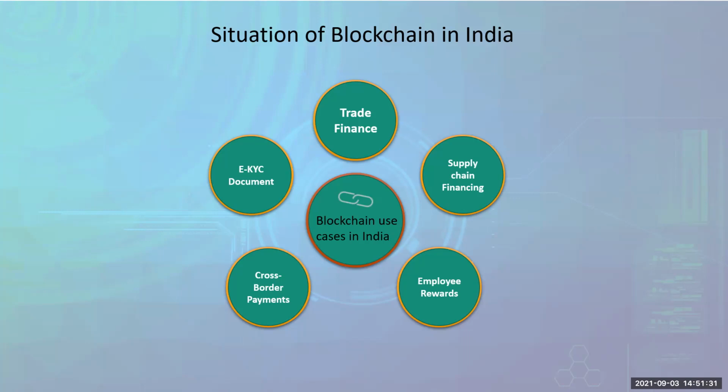Cross-border payments: companies like Stellar are using blockchain technology for international remittances in Europe, Asia, Africa, and South Asian countries. The benefits: number one, the remittance cost is very, very low, 50% less. And number two, it is definitely secure. The last point, employee rewards: Deloitte and Green Dot are using blockchain for employee benefits and employee recognition. So that's more or less it from us.